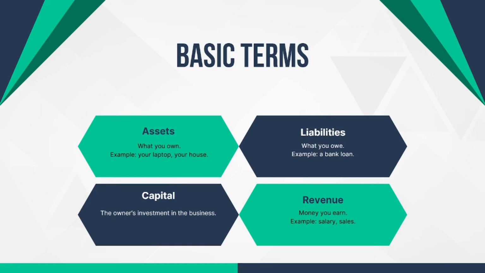Another is capital. Capital is basically the owner's investment in the business, like investors or shareholders who invest in our companies. So the invested money is the capital of the company. And another is revenue. Revenue is the money you earn by selling, by getting commissions, or by providing services to customers. What you earn is your revenue. Examples are salary and sales.